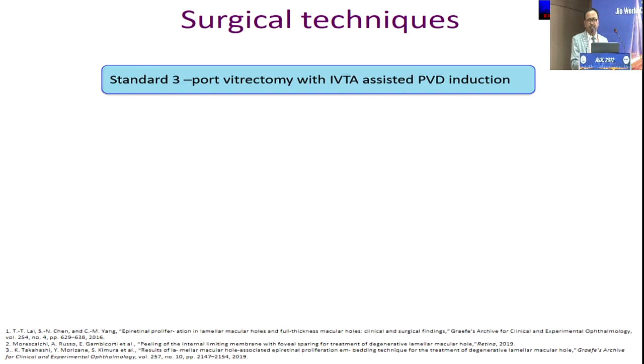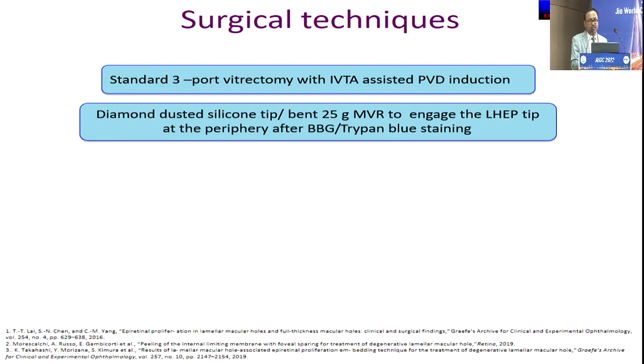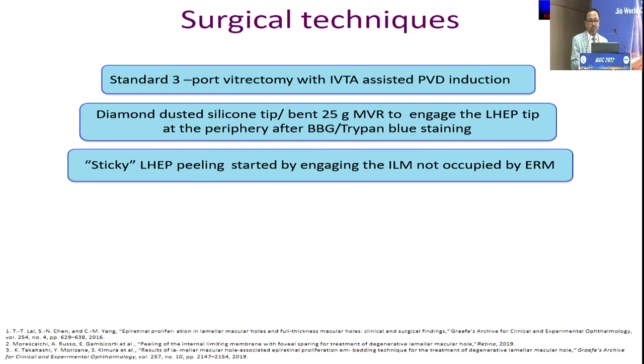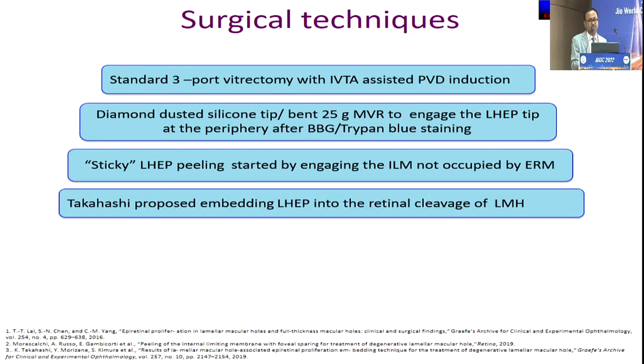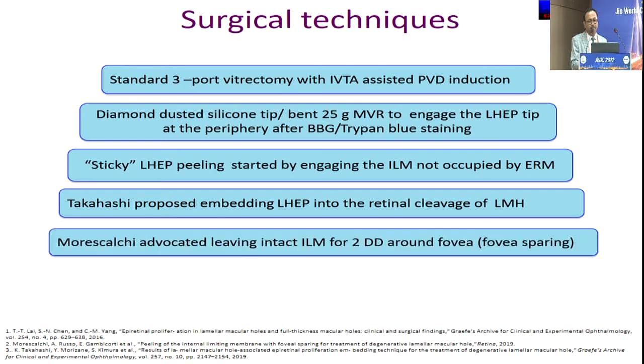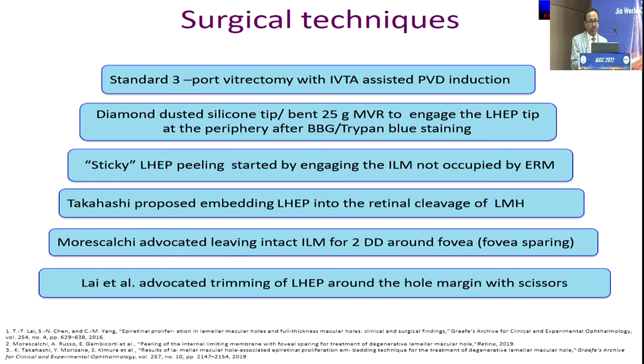The surgical technique is usually a standard 3-port vitrectomy with IVT assisted PVD induction. A diamond-dusted silicone tip or bent 25 gauge MVR is used to engage the LHEP tip at the periphery after staining. Sticky LHEP peeling started by engaging the ILM forceps, which is not occupied by ERM, is an easier technique to tackle this membrane. There are a few propositions about embedding the LHEP into the retinal cleavage with very good surgical outcome. And Mores Calci also advocated leaving the intact ILM, around 2 disc diameters, the foveal sparing technique for these conditions.